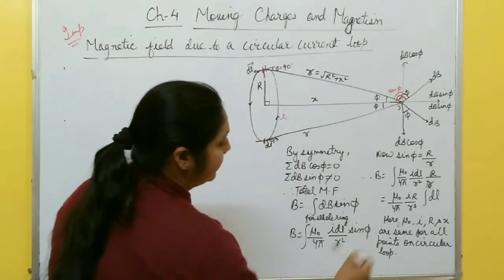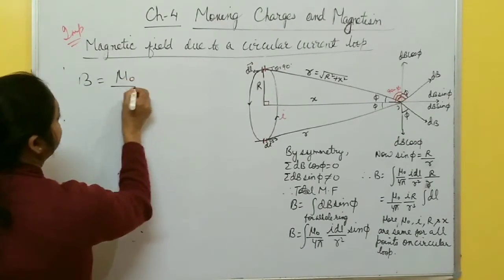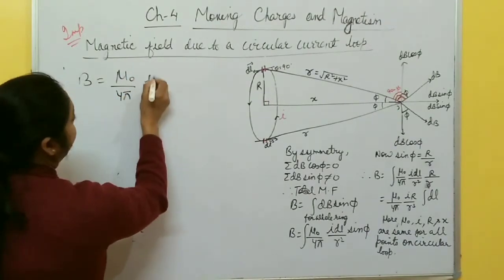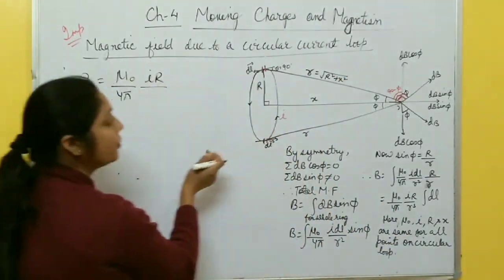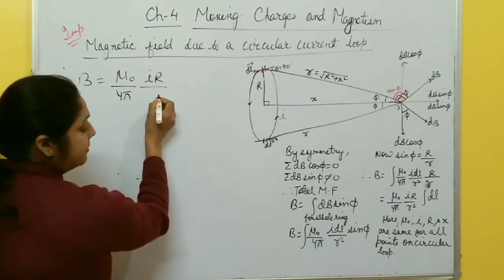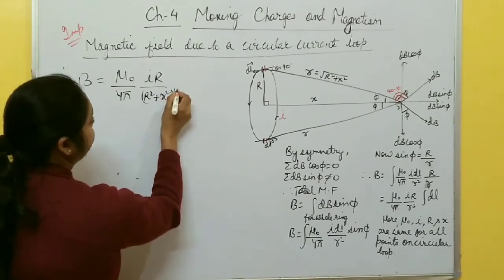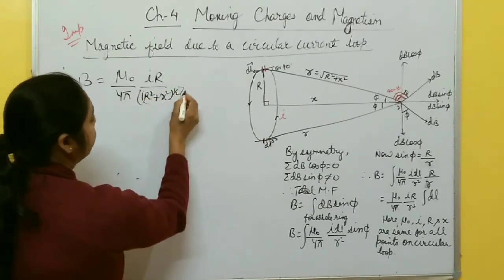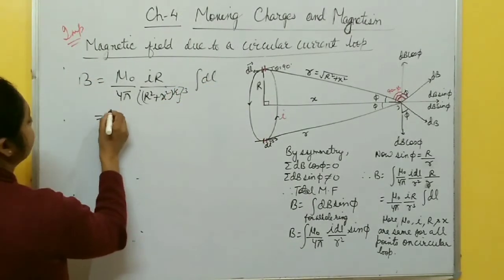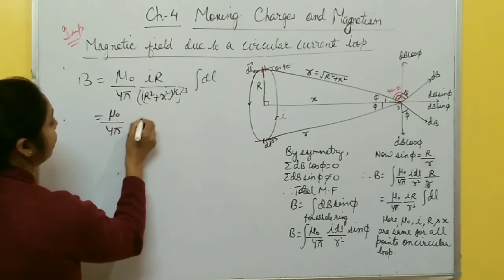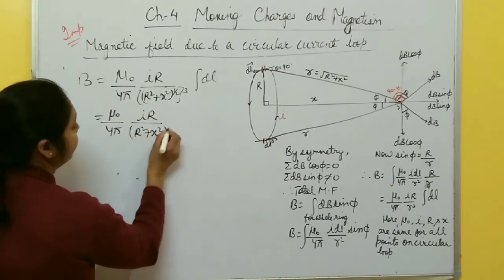So after this, B is what? Magnetic field B becomes mu naught by 4 pi, I R. What is the value of this small r? Small r is square root of R square plus x square, right? So this r cube becomes R square plus x square to the power 1 by 2, whole cube, right? And this side, integration of dl. This becomes mu naught by 4 pi, I R by (R square plus x square) to the power 3 by 2.